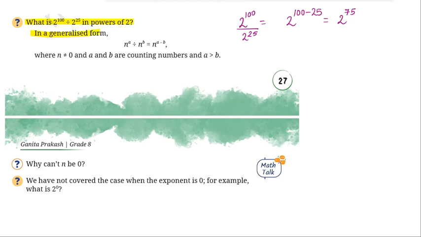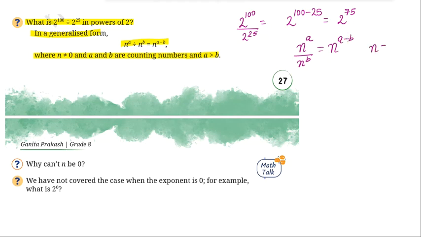In generalized form, n raised to the power of a divided by n raised to the power of b is equal to n to the power of a minus b, where n is not equal to 0 and a and b are counting numbers such that a is greater than b. If you have two numbers which have the same base and they are in division, the exponents are different but the base is the same, so the power gets subtracted, right?